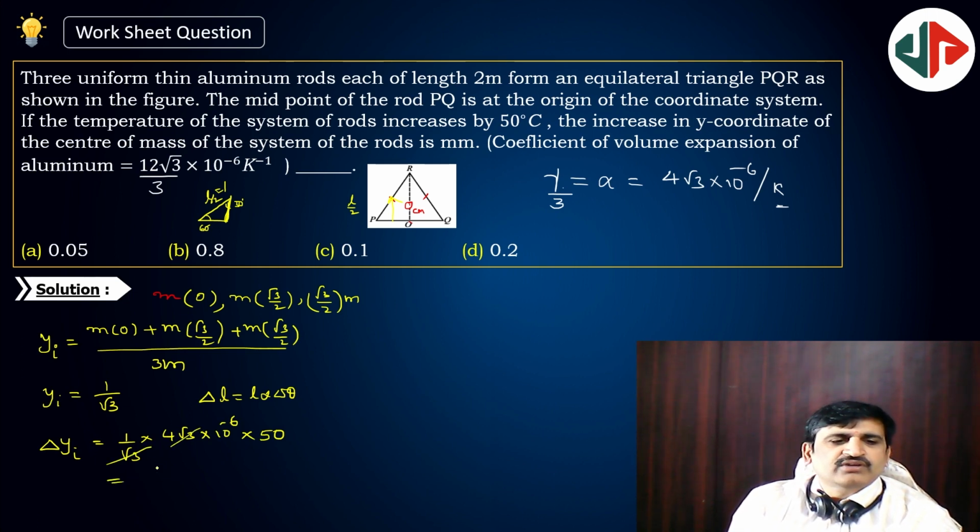Root 3 will go. So 2 into 10 to the power of minus 6, and 200 is there. It will be 2 into 10 to the power of minus 4 meter. That means 0.2 mm. It's 0.2 mm. Next.